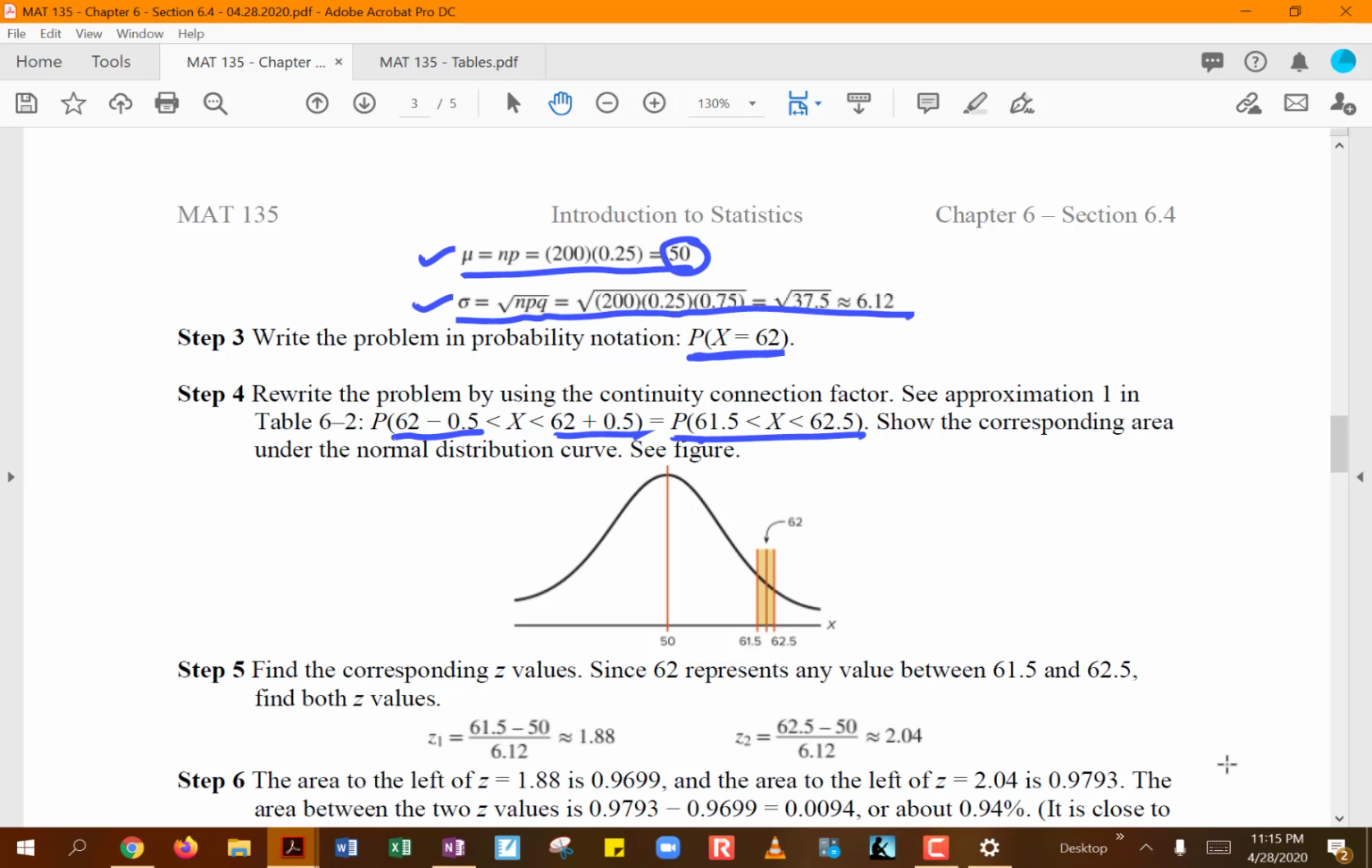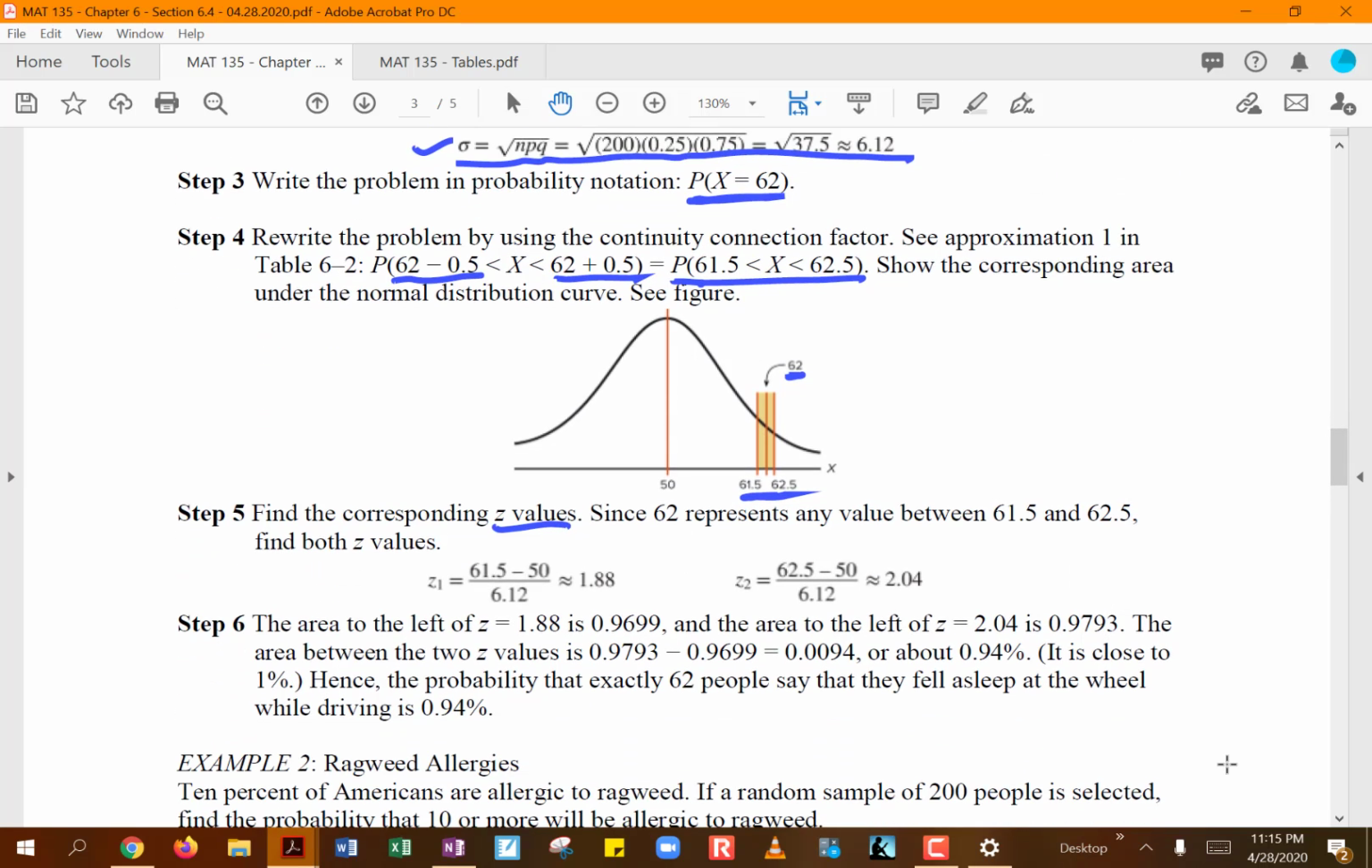So of course, we go ahead and do our little normal curve over here and show the shaded area. So even though we are trying to find the exact value of 62, with the correction factor going from binomial to normal distribution, we have to use this correction factor. So you find the z-values for both of these numbers. So starting with the first z-value using 61.5, we are coming up with a z-value of 1.88. For z2, which is 62.5, we come up with a z-value of 2.08.